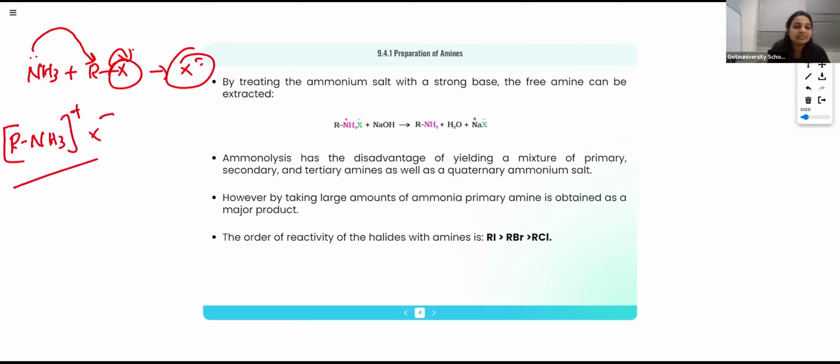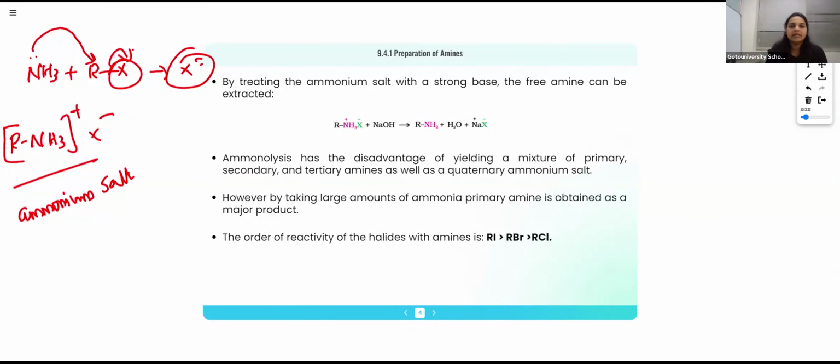This is, as I told you, the ammonium salt, the quaternary ammonium salt. What is quaternary? Quaternary means four. Here the nitrogen normally contains 3 bonds; here it is 4.